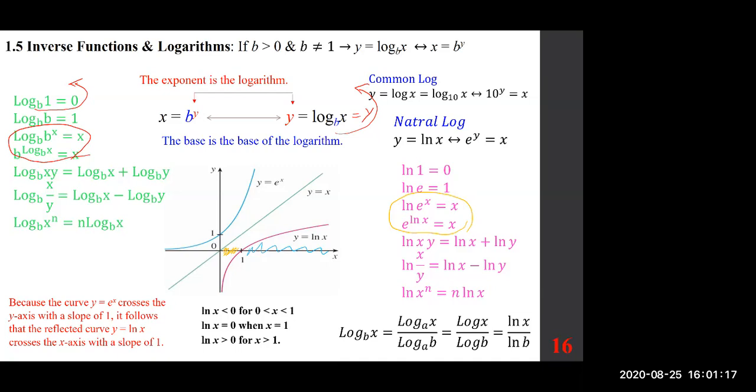Also, I hope everybody remembers the change of base formula. Generally speaking, calculators can handle base 10 common log and base e natural log. But if the base is anything other than that, then we need to use the change of base formula. Okay, and whether we use log x over log b or ln x over ln b makes no difference. We get to the same answer. Okay, so I hope it's clear.